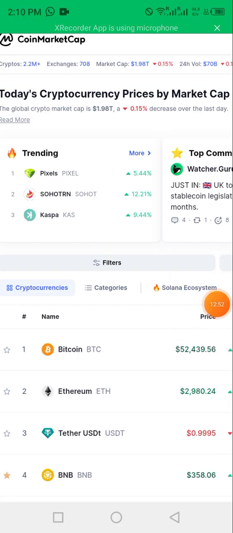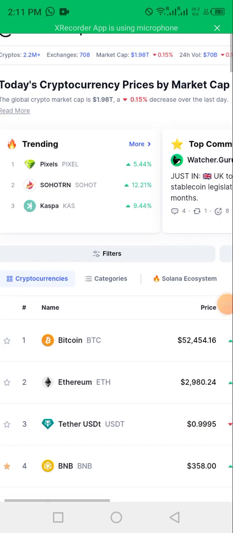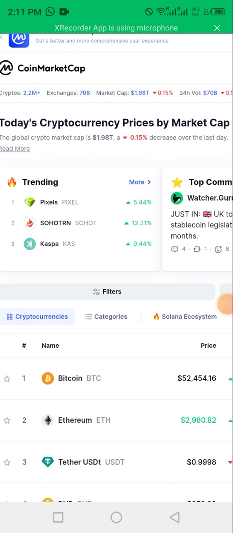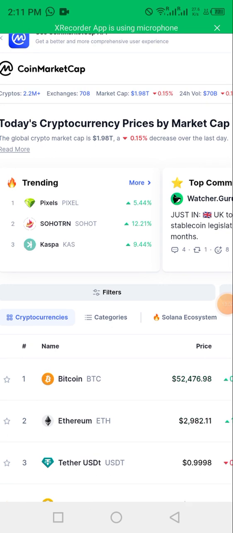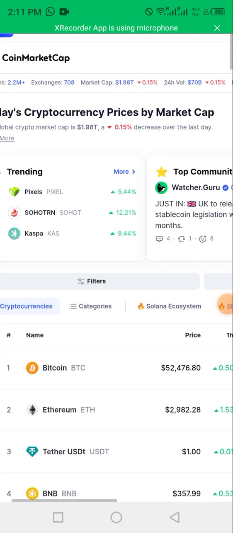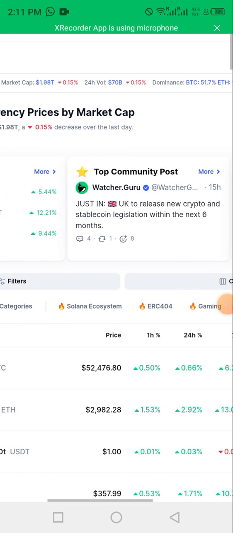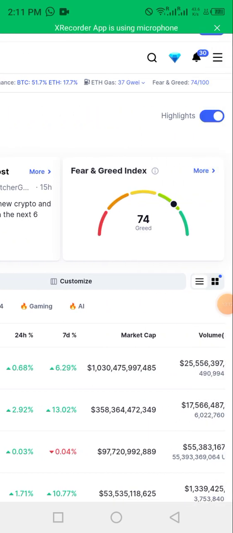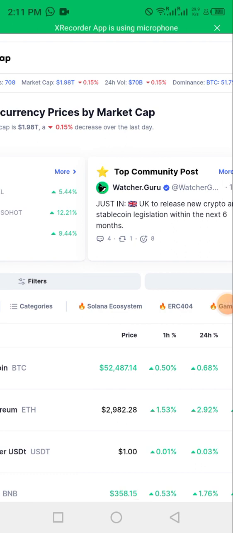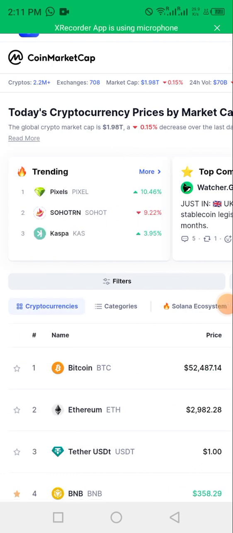So right now we are on our CoinMarketCap, and to get the detailed analysis of what we need, we open our CoinMarketCap on the web version, not on the app version, please. I need to be specific for you to know, because when you open your app version, you will not get this detailed analysis that you are seeing here. So bear in mind that to carry out this detailed analysis, you need to open your CoinMarketCap on your web version.